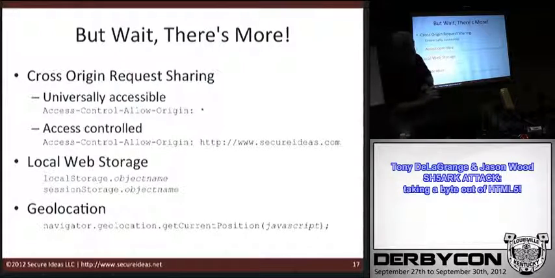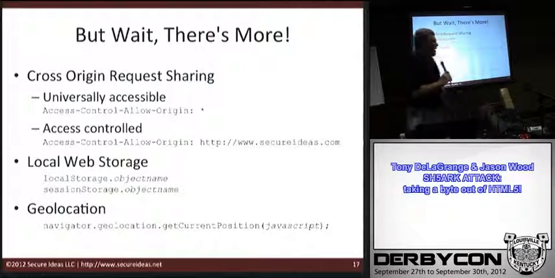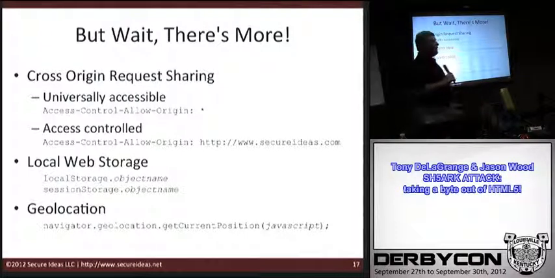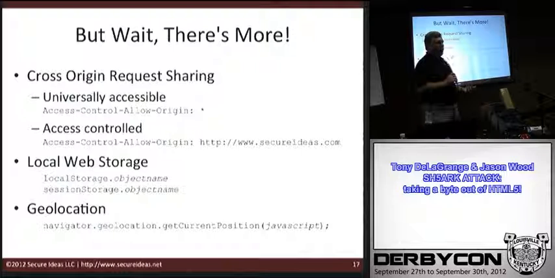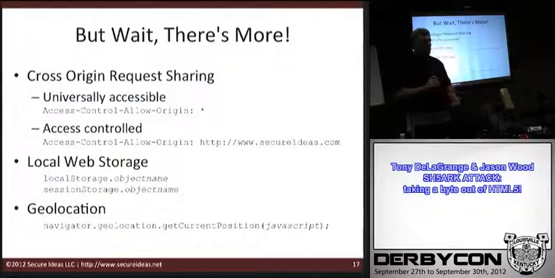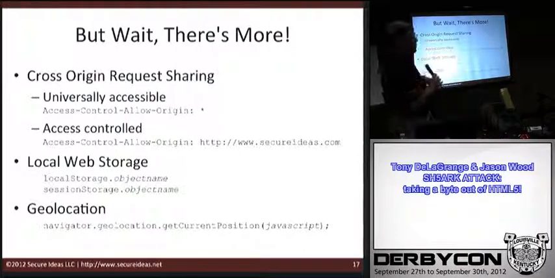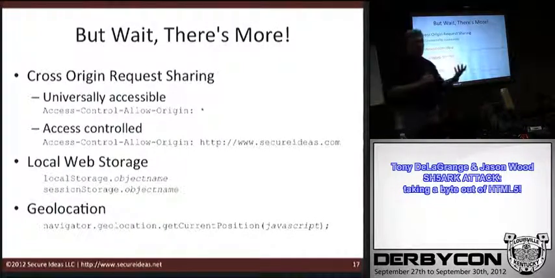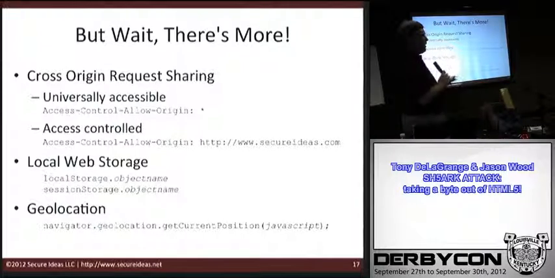But wait, there's more, of course. Cross-origin request sharing. This is kind of nice because you can request resources from another domain. This can be controlled. The problem is that I'm thinking a lot of developers are not going to notice this, right? They're trying to develop an application. They're going to go through as quickly as possible and say, look, I just want to get this running. And they may not even know some of the domains that they're running within. Set it to asterisk, it makes it universally available, any of those domains.